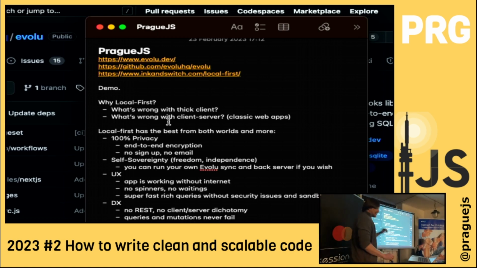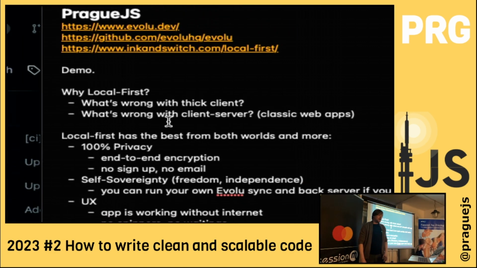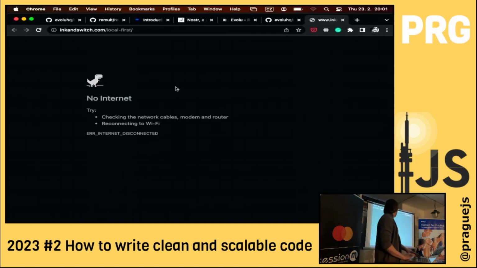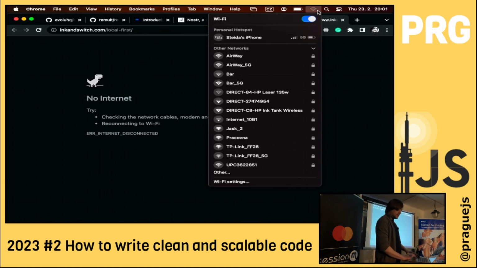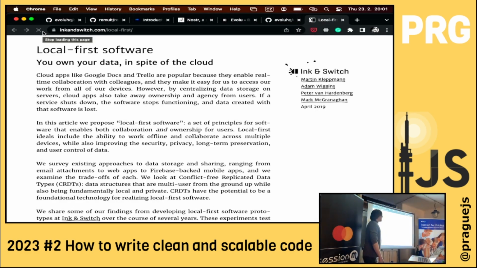So let's start with the problem. Why local first? The local first term was probably first described in this famous internet outage. Now you see why you need local first, because without the internet, this will not ever happen with the local first approach. So local first: your own data in spite of the cloud.